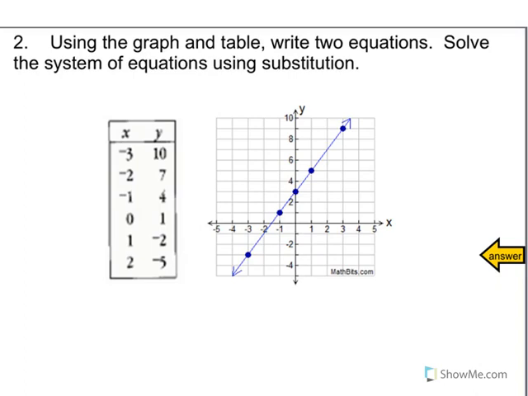Looking at this one, we're doing the same thing, so I'm going to write the equation from the table and for the graph. My change in y from my table was negative 3. My change in x was positive 1. So my equation starts out as negative 3x, as my slope is negative 3. My y-intercept is positive 1. So my equation for my table is y equals negative 3x plus 1. For the graph, we have y equals, my slope is 2 over 1. So that's positive 2x.